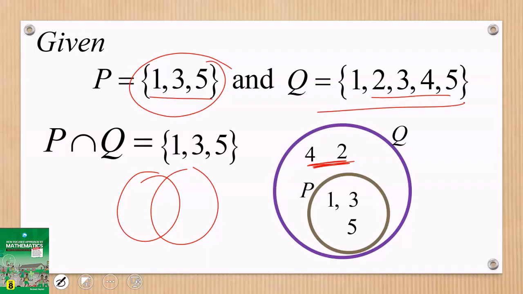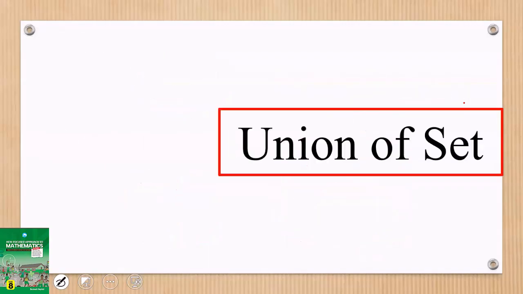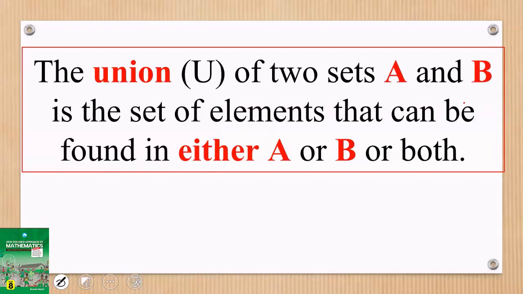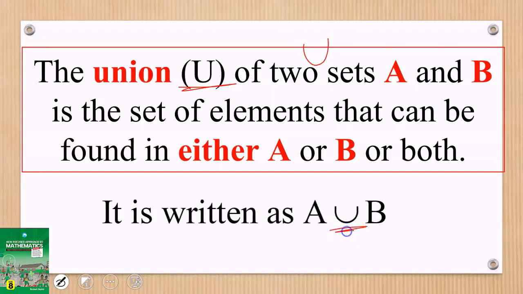Now let's look at the union of sets. The union, for which we use this symbol, not exactly a U but curved a bit like this, of two sets A and B is the set of elements that can be found in either A or B or both. It is written as A union B.